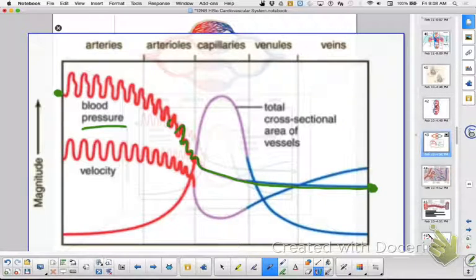In the capillaries, where you have the greatest cross-sectional area. Where does all exchange take place? Capillaries. That gives you your greatest opportunity for exchange because it's moving very, very what? Slowly. And then it'll pick back up and return to the heart.